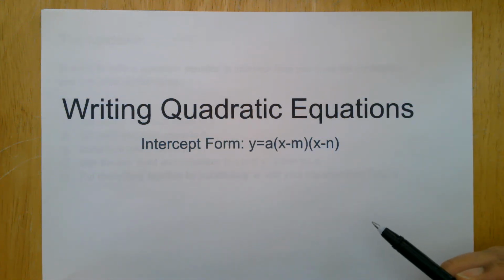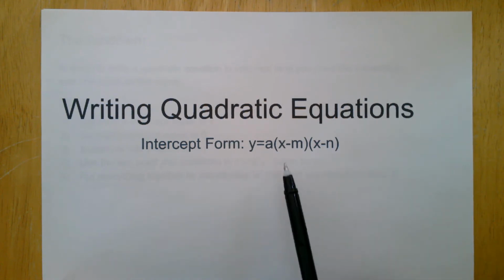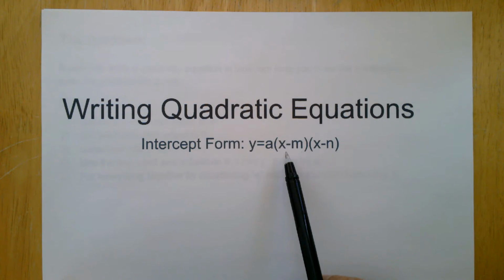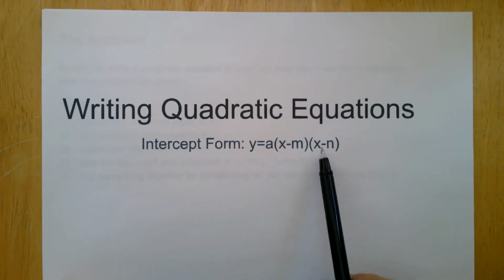Today we are going to be writing quadratic equations using intercept form. Y equals A times the quantity x minus m times the quantity x minus n.